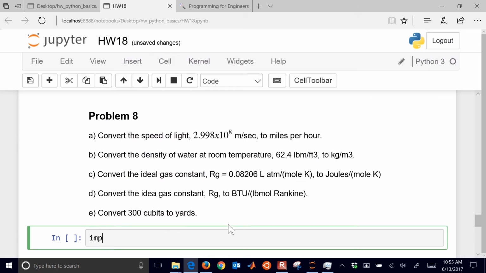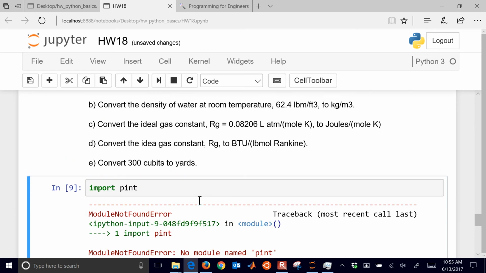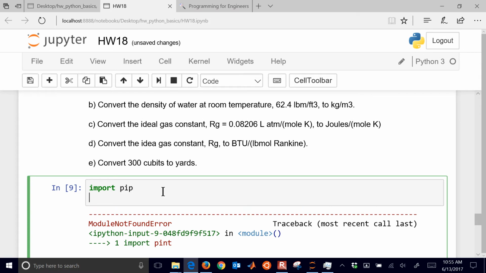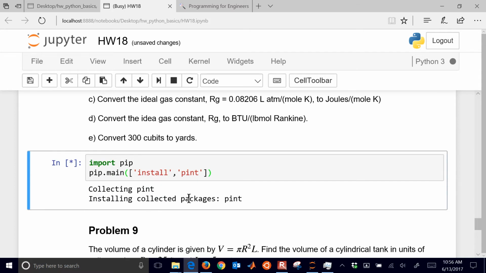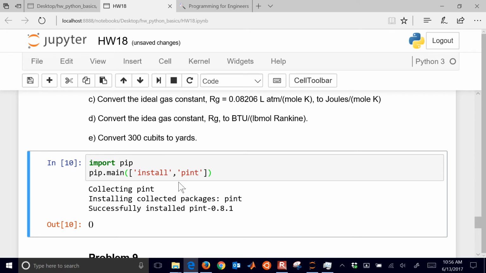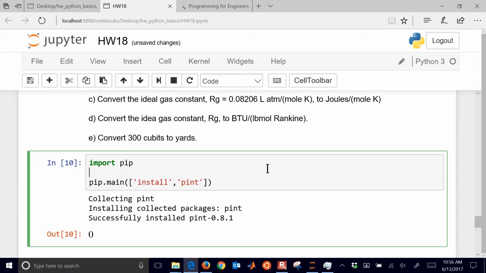Okay, so the very first thing that we want to do is go ahead and see if pint is installed. Okay, so no module named pint. So what we'll do is, instead of before importing pint, we're going to import pip, and then with pip we'll do pip main, and then in brackets here we'll do install, and we'll do pint. Okay, so this is how it's going to go out and get the pint package, install it, and it says successfully installed it.